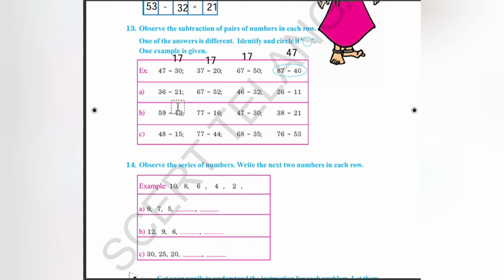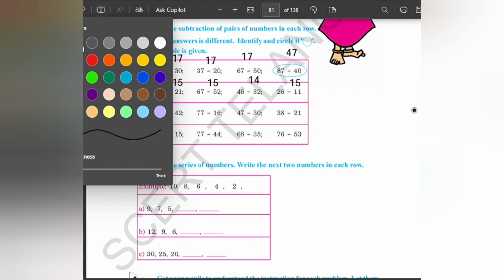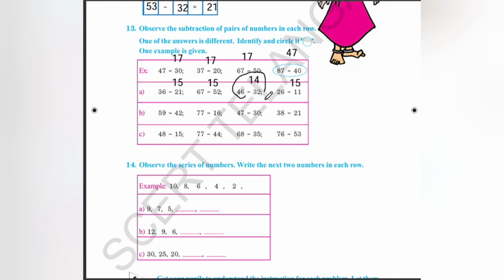Okay, next, 36 minus 21. 6 minus 1 is 5. 3 minus 2 is 1. So 15. Then 67 minus 52. 7 minus 2 is 5. 6 minus 5 is 1. So 15. 46 minus 32. 6 minus 2, 4. 4 minus 3, 1. So 14. 26 minus 11. 6 minus 1, 5. 2 minus 1, 1. So 15. Which one is the odd one? 46 minus 32 is the odd one.